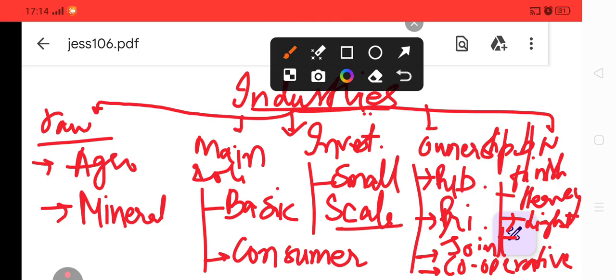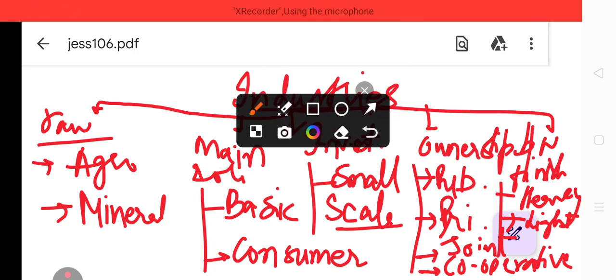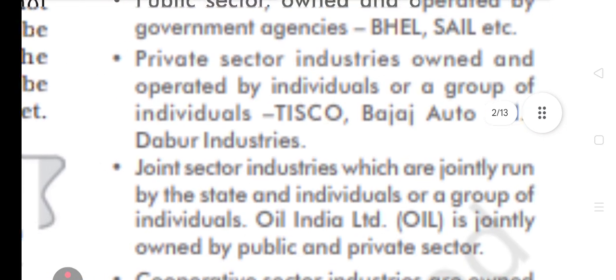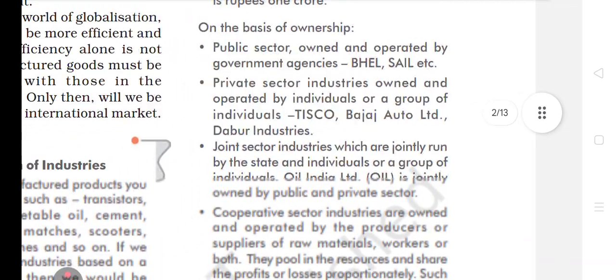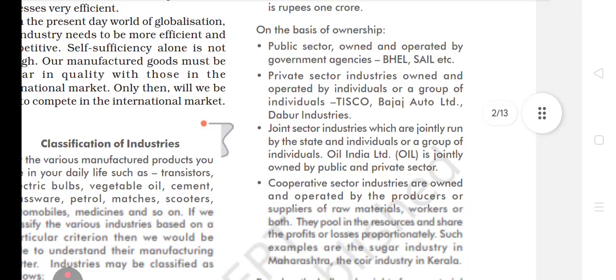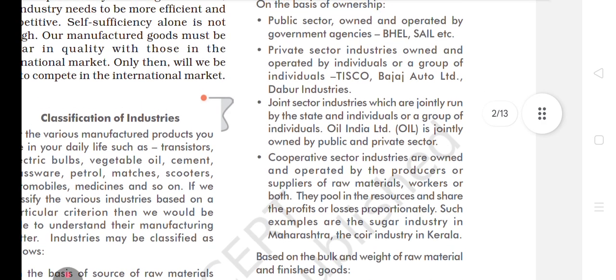Now dear students, the most important thing that you have to remember is industries based on ownership. This is very very important, because ownership, you can see, itself has 4 points. So a question can be made on the basis of ownership. A 3 marks or 5 marks question could be there. So you have to remember this ownership part very carefully.